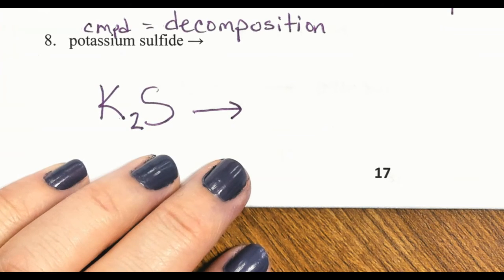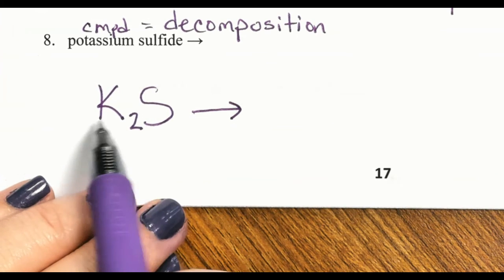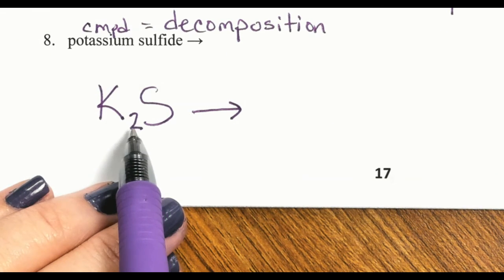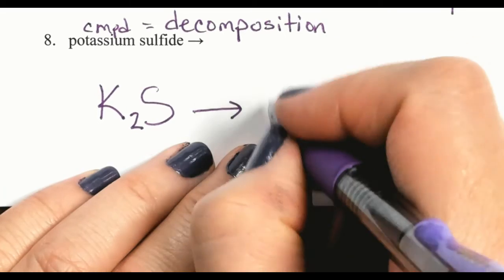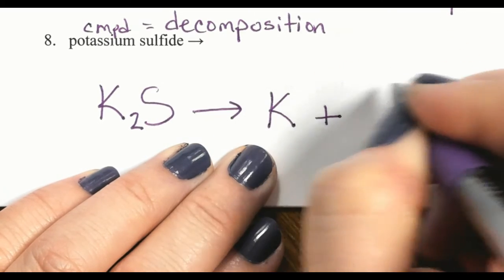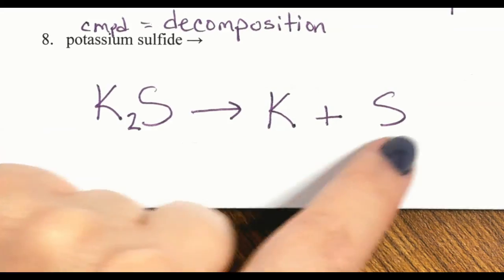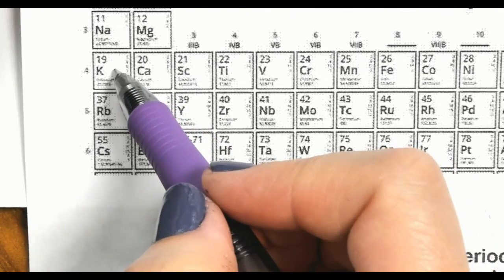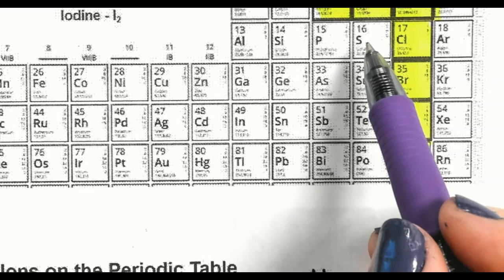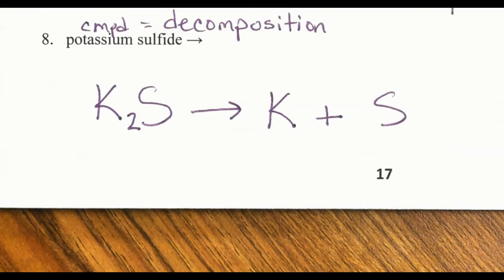And to decompose something, you're going to break it apart into its individual elements. Don't carry this 2 over to the right side. It's just K plus S. Okay? And now we're going to go check, are either one of these a diatomic? And you'll notice here potassium is not a diatomic, and sulfur is also not a diatomic. So we do not need subscripts of 2.